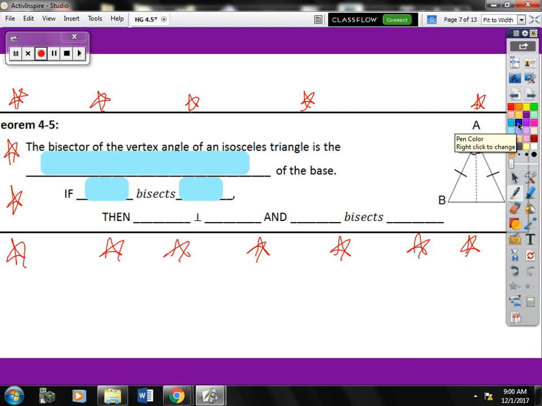So if we were to ever use it in a proof for a challenge problem, you would write Theorem 4-5, which you probably won't memorize, but you could write out what the theorem says. It says the bisector of a vertex angle, so an angle bisector of the vertex angle, which is the top angle, of an isosceles triangle will be the perpendicular bisector of the base.